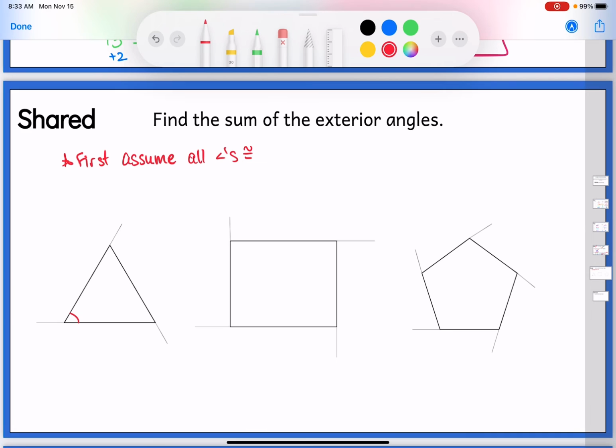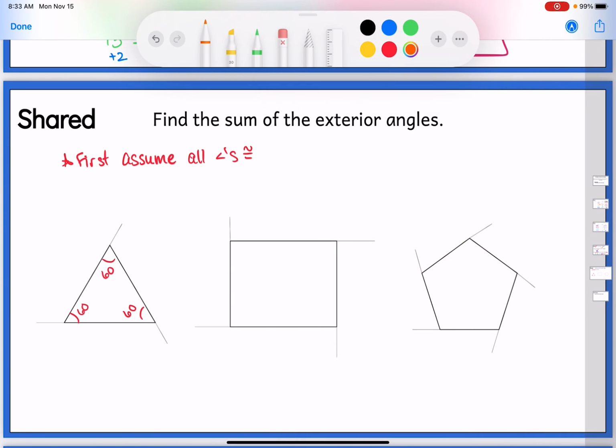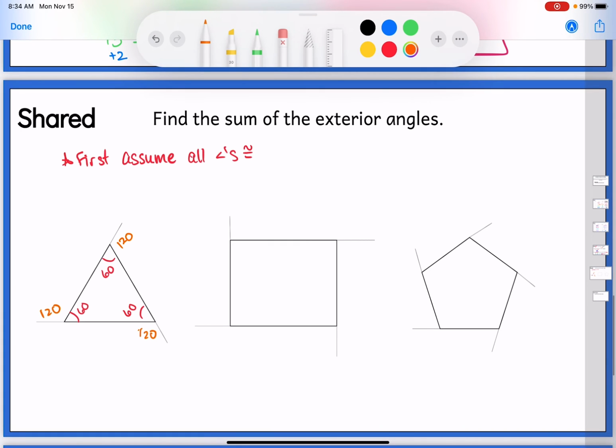So if I have a triangle, I know that they add up to 180. So if all the angles are congruent, each one would be 60, right? So if each one of those is 60, what would be the measure of the exterior angles here? 180 minus 60 would be 120. Here would be 120. Here would be 120. Okay, well, if I multiply those together, 3 times 120 would give me 360, right?